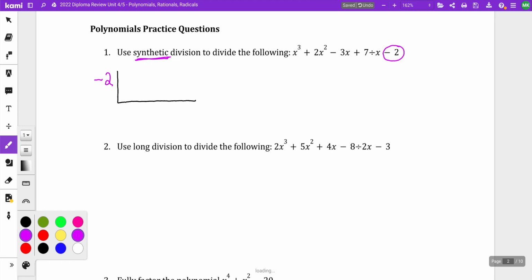Across the top of your little hockey stick, you're going to put the coefficients from all your terms. So like 1, 2, negative 3, 7. That's how you set up your synthetic division. Perfect. The very first number, you just drop it and put it right here.